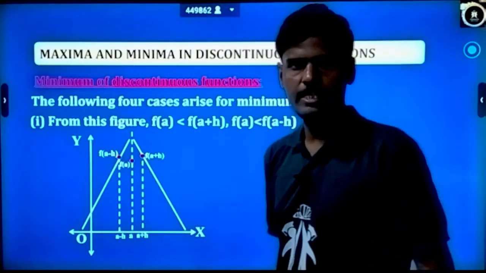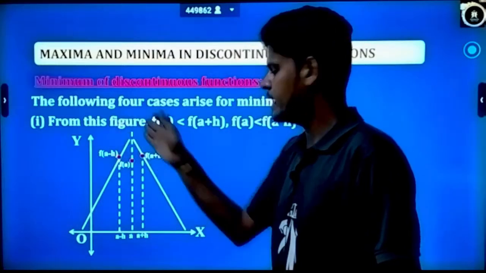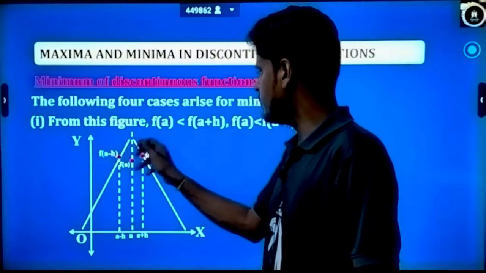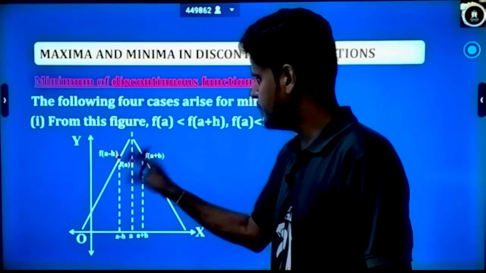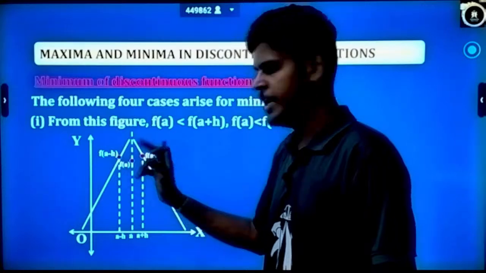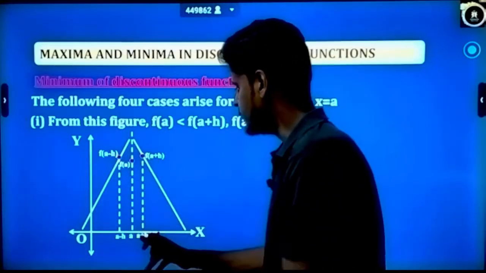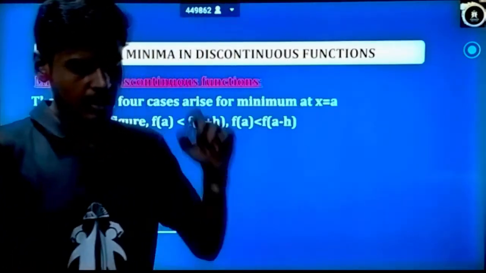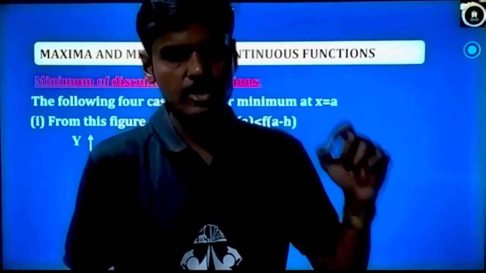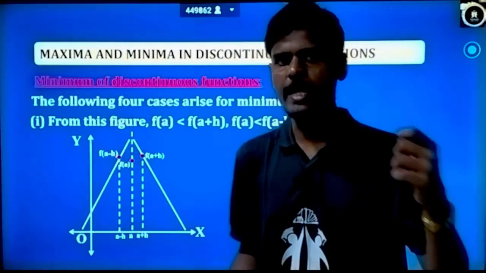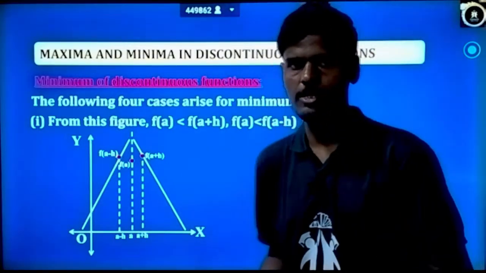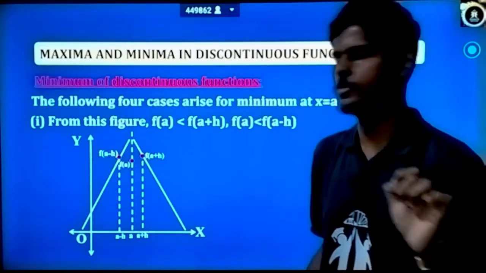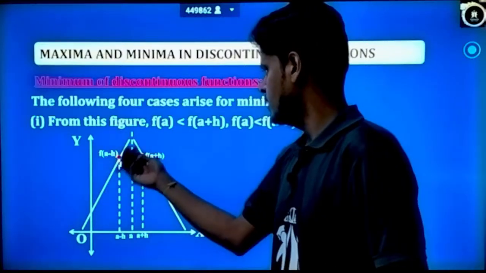Now this is some arbitrary curve. F of a is defined at this point, and f of a minus h will be greater than f of a. Similarly, f of a plus h is also greater than f of a. So what is the value of f of a in the neighborhood? It is the minimum value in the neighborhood of a. That means this point corresponds to the minimum value. Remember, when we are finding the minimum or maximum value of a function, it does not necessarily mean the function should be differentiable or continuous. It can be a discontinuous function also.